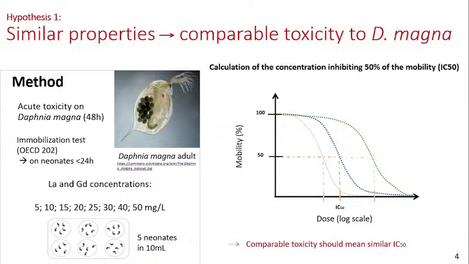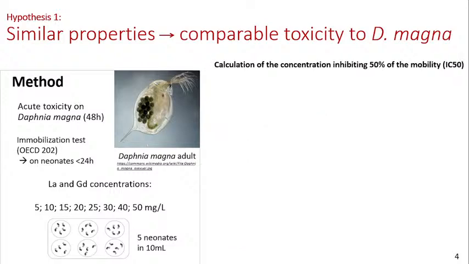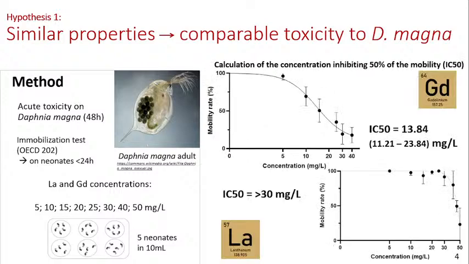And so if we say that the 2 metals have similar properties, so similar toxicity, we would expect that the IC50 could be pretty comparable. And so that's what I tried first to do, to make this S-curve, to measure the IC50 and to see if the IC50 of lanthanum and gadolinium was similar. And so here are the results that I got. And so it's pretty obvious that it's not as easy as what we were expecting.